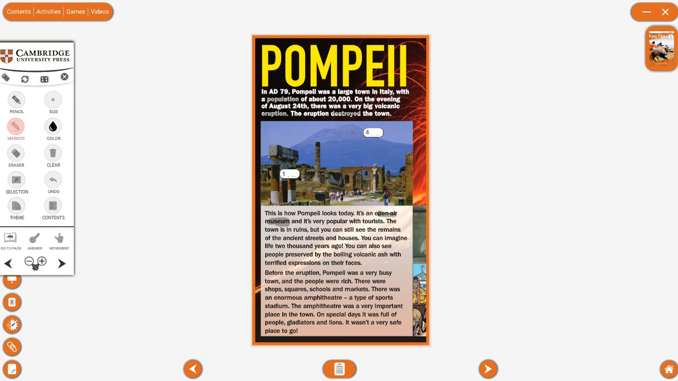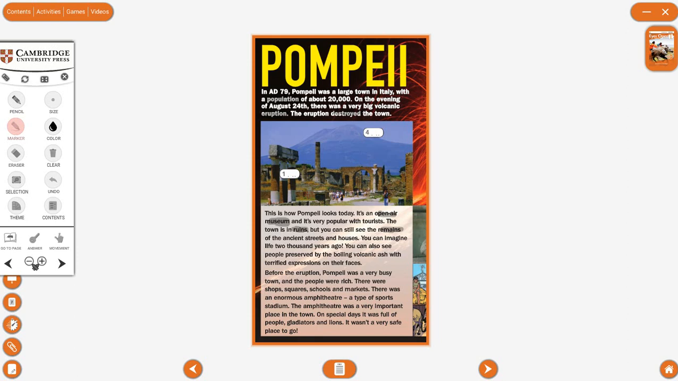The town is in ruins. I've said what ruins means before. Ruins means in Turkish, harabe. Please write the meaning of that. But you can still see the remains. Remains, what does it mean? Remains means in Turkish, kalıntılar, kalıntı.